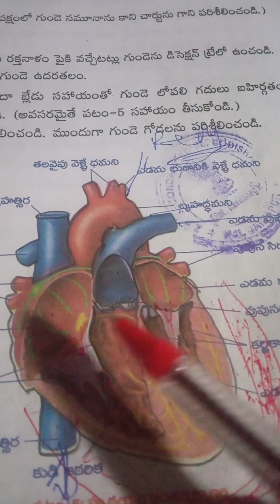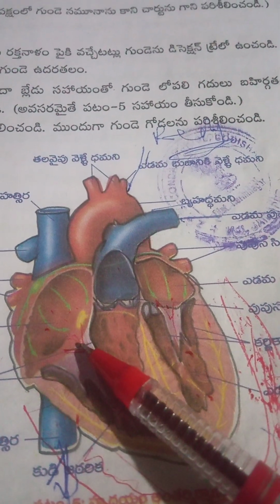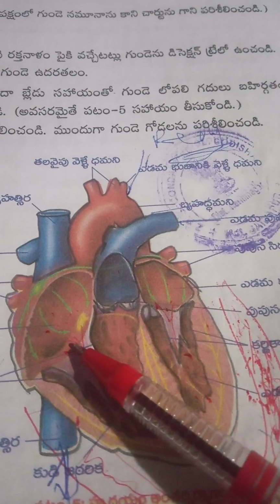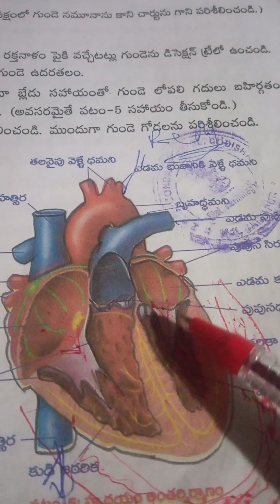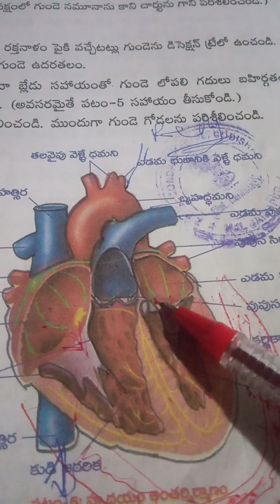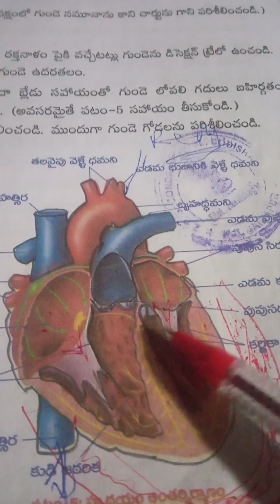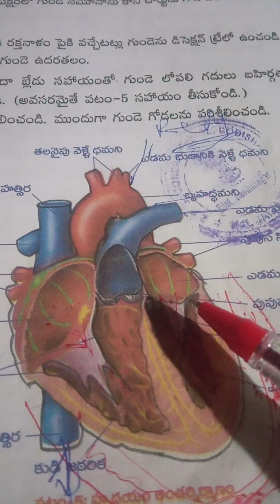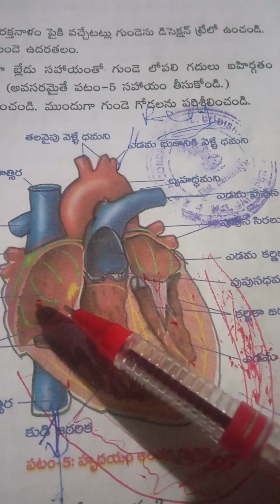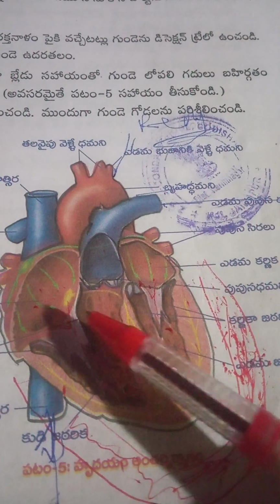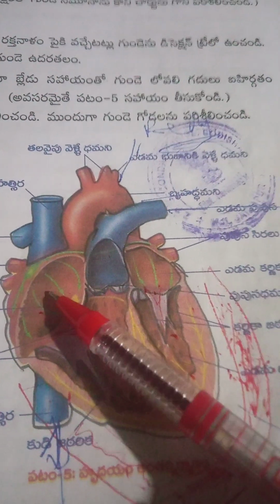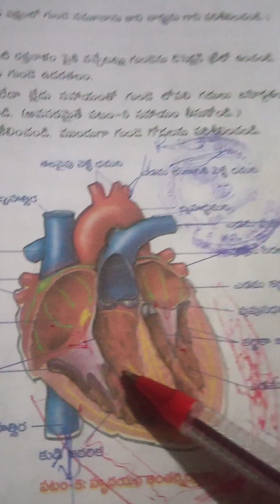I repeat once again. The opening on the septa in between the right auricle and right ventricle is called the tricuspid valve. The opening on the septa in between the left auricle and left ventricle is called the bicuspid valve, also called the mitral valve. These valves control the movement of blood from the auricles to the ventricles.